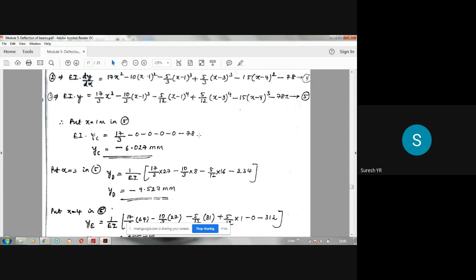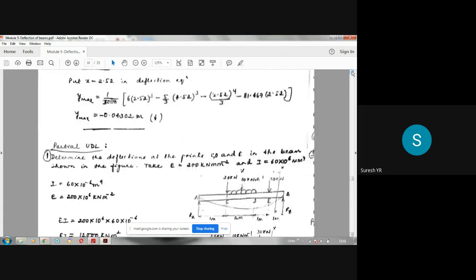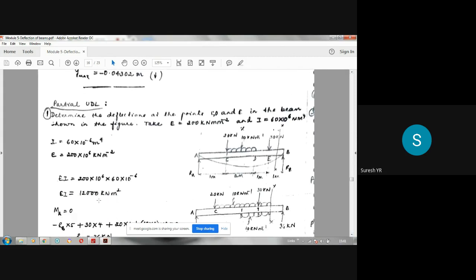Substitute this and check the answer. So 17 divided by 3 minus 78, see how much it comes. It is minus 72.33. That divided by EI. This EI, when it comes to this side, becomes a divisor. What is the value of EI? If the EI value is given, use it; if not, just put it as EI only and write it divided by EI. Since in this problem the value of EI is given, after converting it to kilonewton meter square it is 12,000. So divide by 12,000.